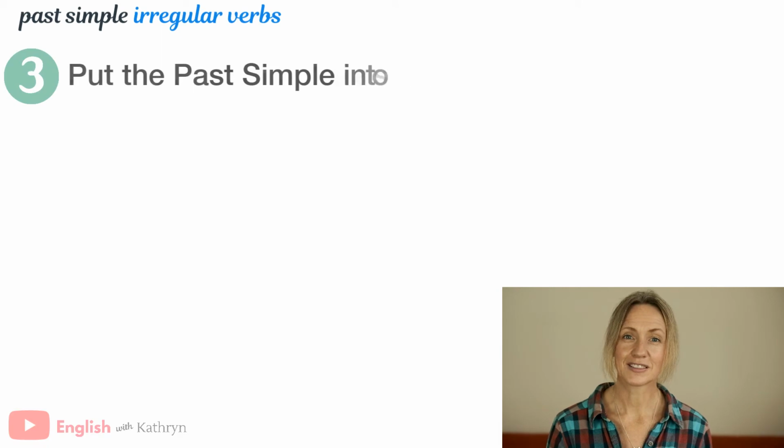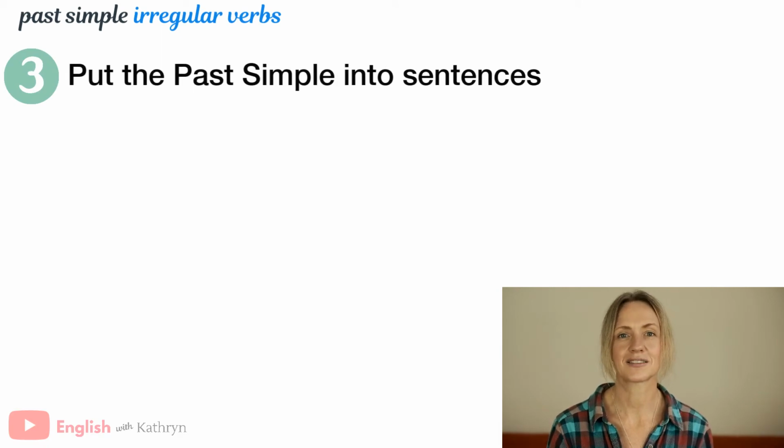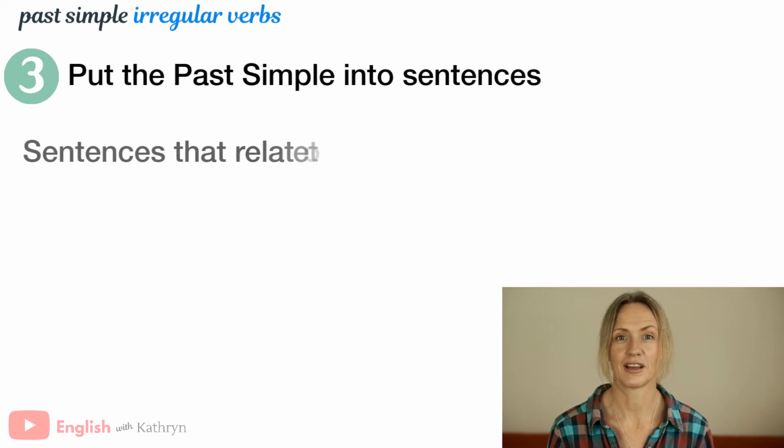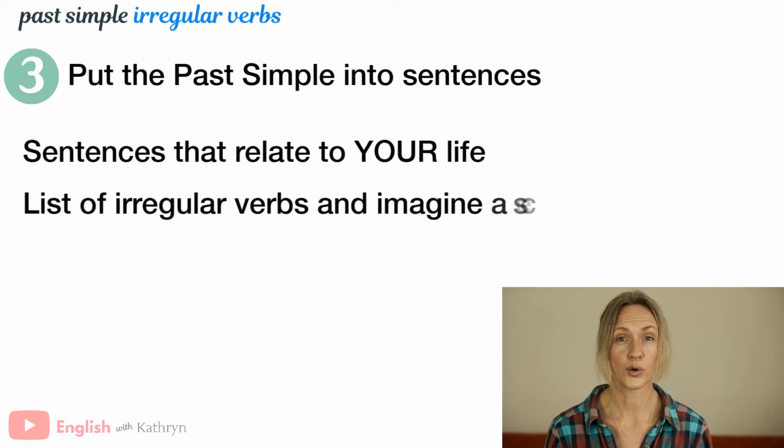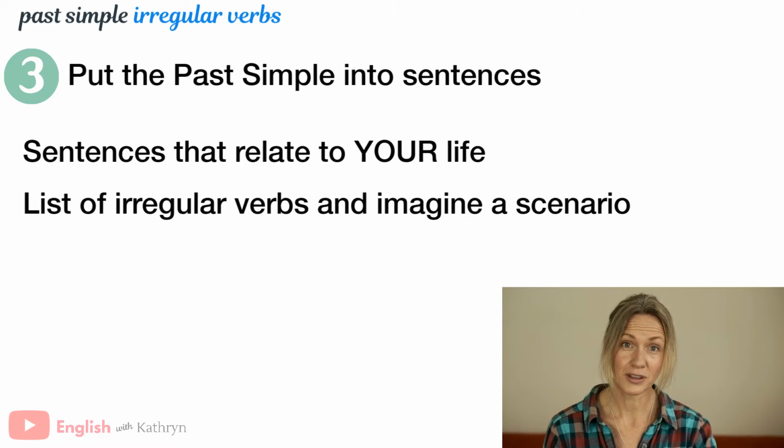The third way is to put the past simple into sentences. I feel personally that there is no better way to learn vocabulary than to put them in your own sentences that relate to your life. You could make any verb relative to your own life. All you have to do is have a list of irregular verbs in front of you and imagine a scenario.